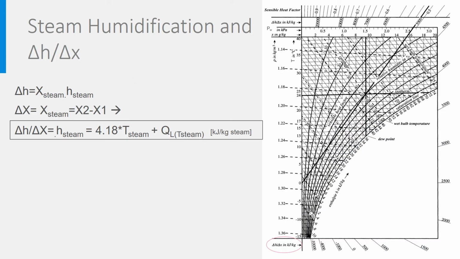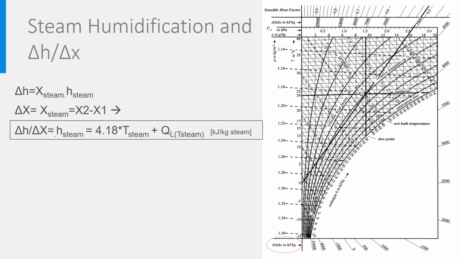How to use the Mollier diagram to find the conditions at point 2? Well, this is the only case where you need to make a small calculation before using the diagram. You need to calculate beforehand the specific enthalpy of the steam, H steam in kilojoule per kilogram steam, as we did on the slide before. H steam is 4.18 times temperature plus the latent heat. In the Mollier diagram and the psychrometric chart, H steam is called delta H over delta X.